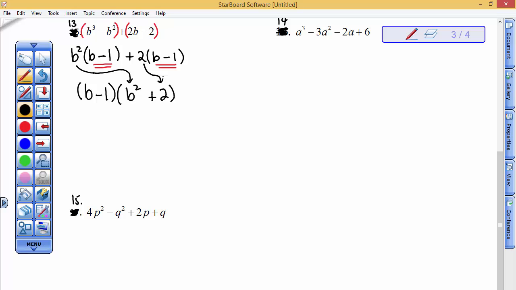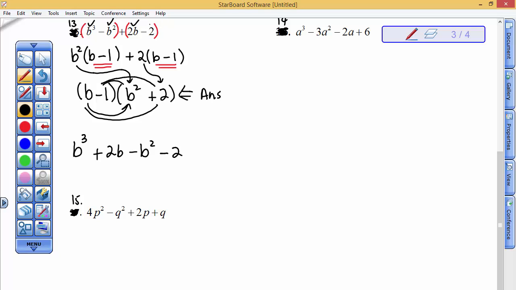Now I'm going to FOIL this so you can see we got what we started with. So this is my answer right here, and then I'm going to explain why this results as well. But let's just check this out. B times b squared, b to the third power, check. B times 2, 2b, check, just not in the same order. A minus 1 times b squared, a minus b squared, check. And a minus 1 times 2 is a minus 2, check. Don't forget, you can always check your work. You can always take your answer, multiply it out, and see if you get what you started with.